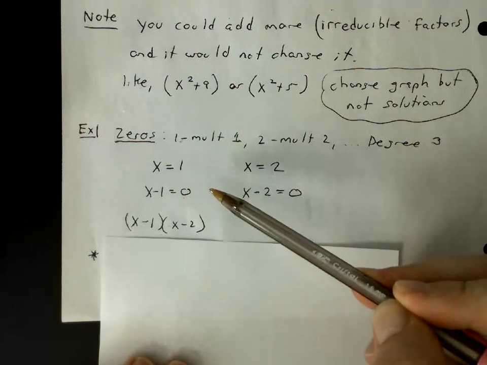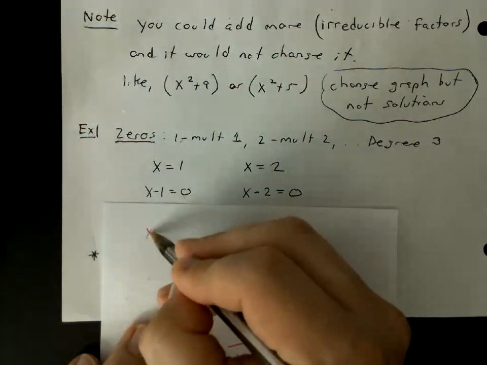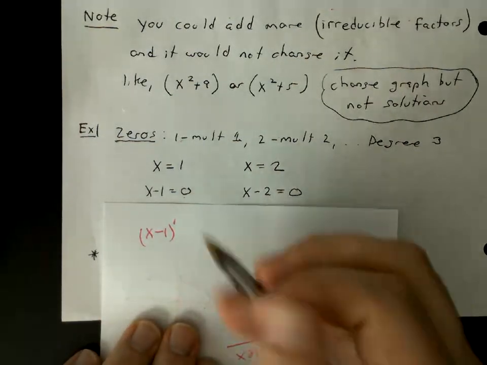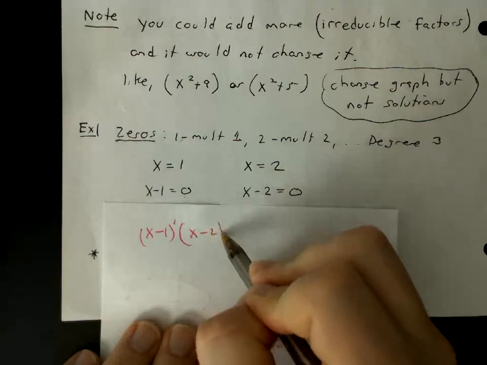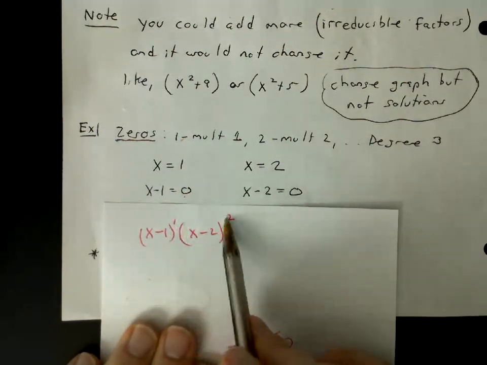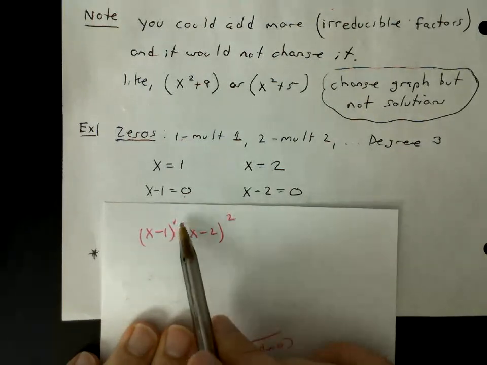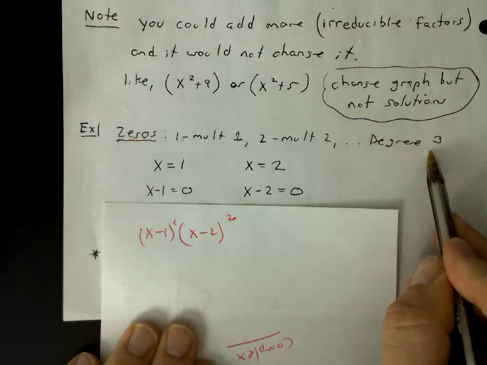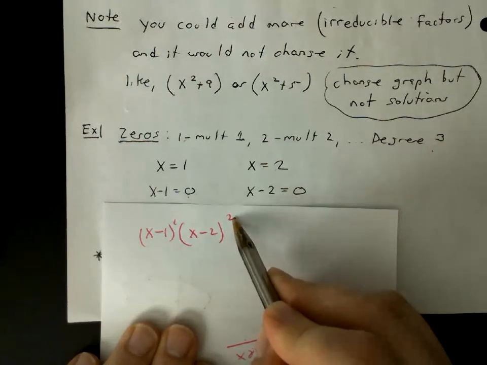So the multiplicity means that I have x minus 1 to the first power. For this one, I'm going to have x minus 2 squared. Now, if you add your exponents, 2 and 1, that makes degree 3. That's what that multiplicity means.